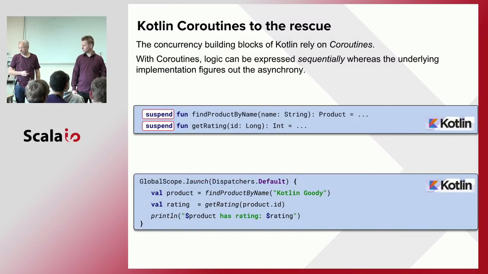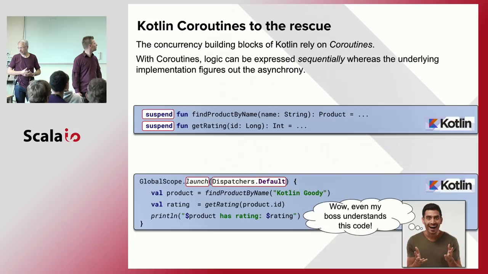How do you call it then? First of all, you need to create such a coroutine. You have some builders: you need a launch method, and then you pass it a dispatcher, which is always backed by a thread pool, kind of identical to the execution context in Scala. And from then on, you simply do your sequential programming. And I think this holds true: this is simply readable, not sample code.